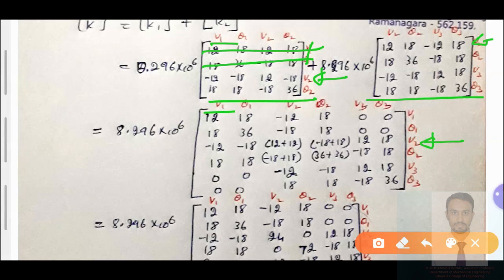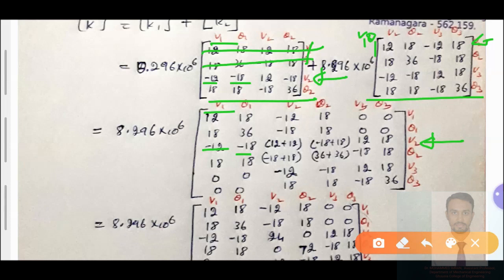V2 is a third row, first column has a V1. Third row first column value is minus 12. Minus 12 we have taken, but we don't have any V1 here, that is 12 plus 0 minus 12. V2 theta 1 we don't have here, but here we have a minus 18 plus 0, that will be equal to minus 18.